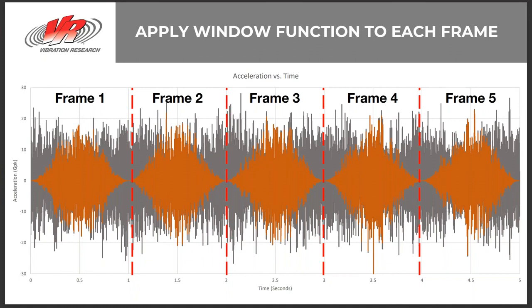Other windows may be more appropriate for other situations. For instance, a flat top window would provide better amplitude accuracy with reduced frequency resolution. A Kaiser-Bessel window may be used when two waves are near each other in frequency but have drastically different amplitudes.